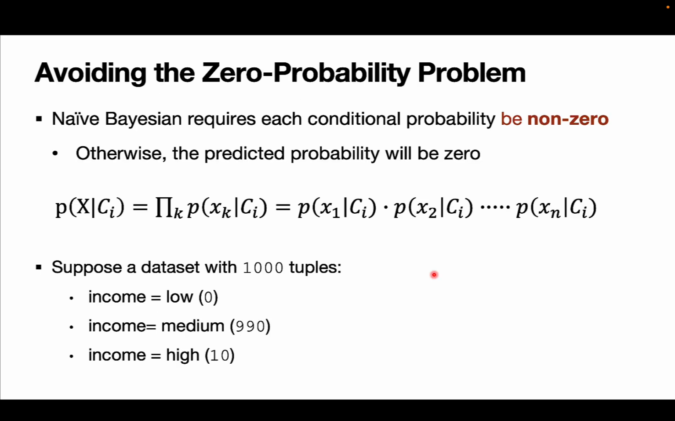One issue you may encounter is when your dataset has categorical values with no training examples for certain categories. This problem is called the zero probability problem. For instance, suppose you have a dataset with 1,000 examples where income can be low, medium, and high, but for some reason, the training set does not contain any instance where income equals low. When evaluating probabilities, the probability of income equals low will be zero, which is going to be problematic.